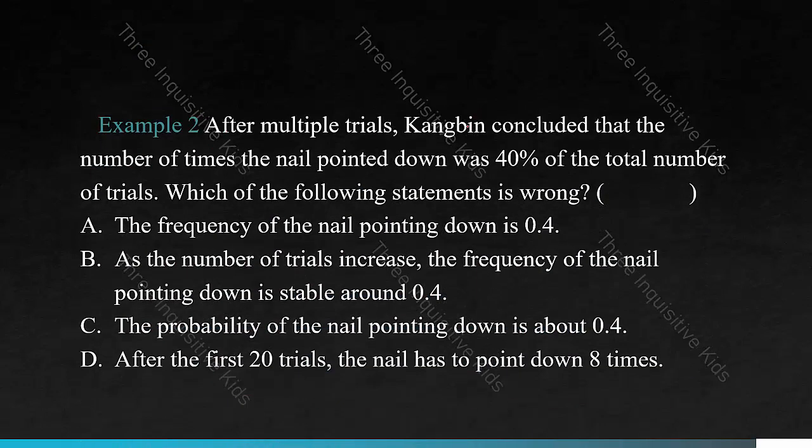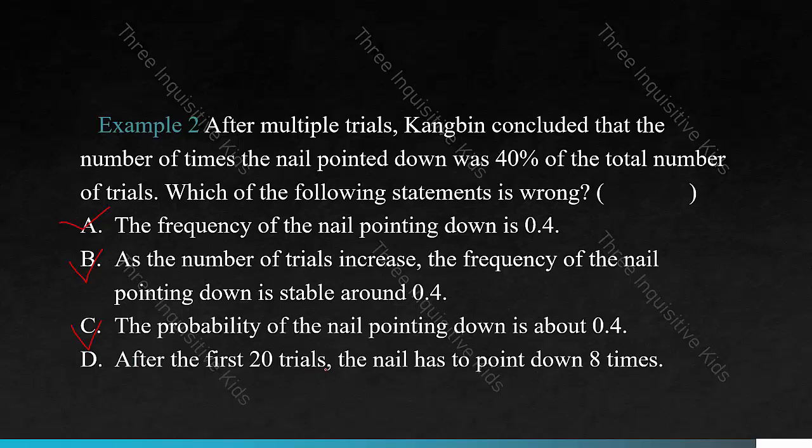After multiple trials, Combin concluded that the number of times the nail pointed down was 40% of the total number of trials. Which of the following statements is wrong? The frequency of the nail pointing down is 0.4. That is actually right, because 0.4 is equal to 40%. As the number of trials increases, the frequency of the nail pointing down is stable around 0.4. That is also true. The probability of the nail pointing down is about 0.4. That is also true.